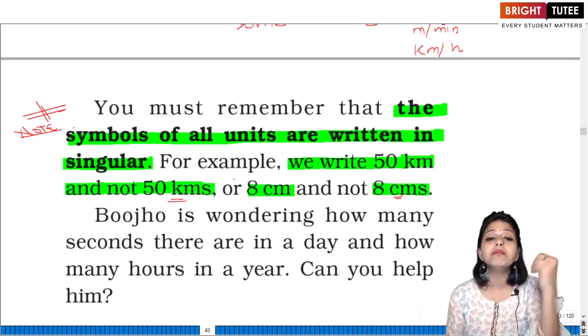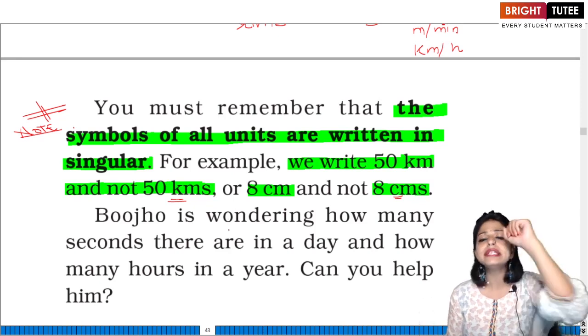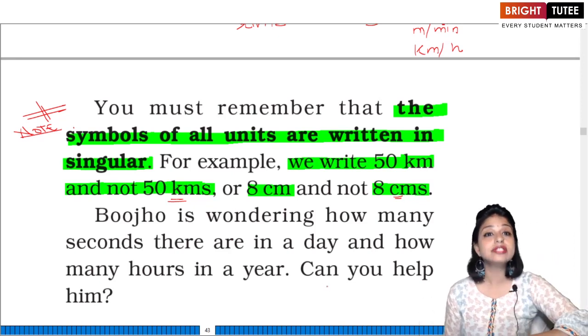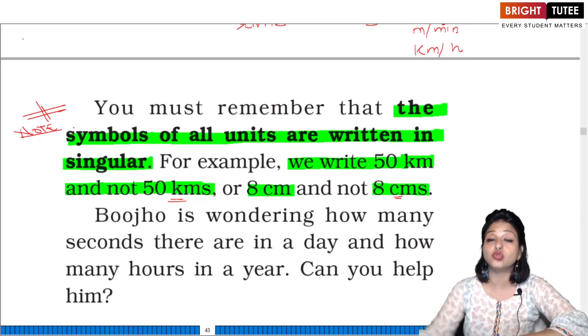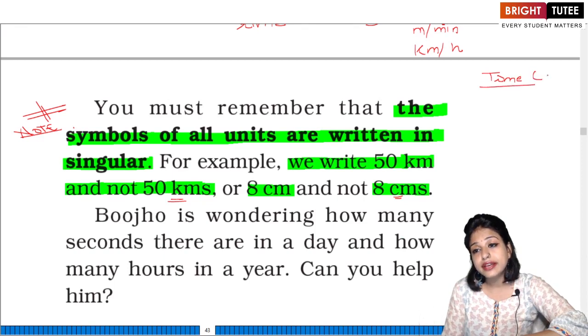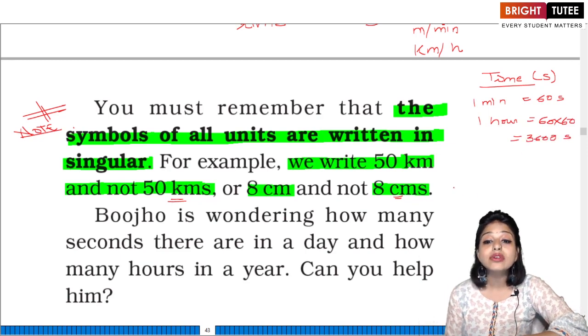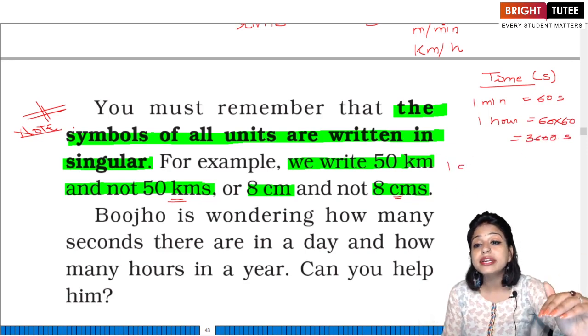So let's bring in Buju now, who has a question. Buju is wondering how many seconds are there in a day. Now this is a super intelligent question that Buju is asking. I have already given you the unit of time is seconds, right? In 1 minute it is 60 seconds. In 1 hour, it is 60 into 60, that is 3600 seconds.